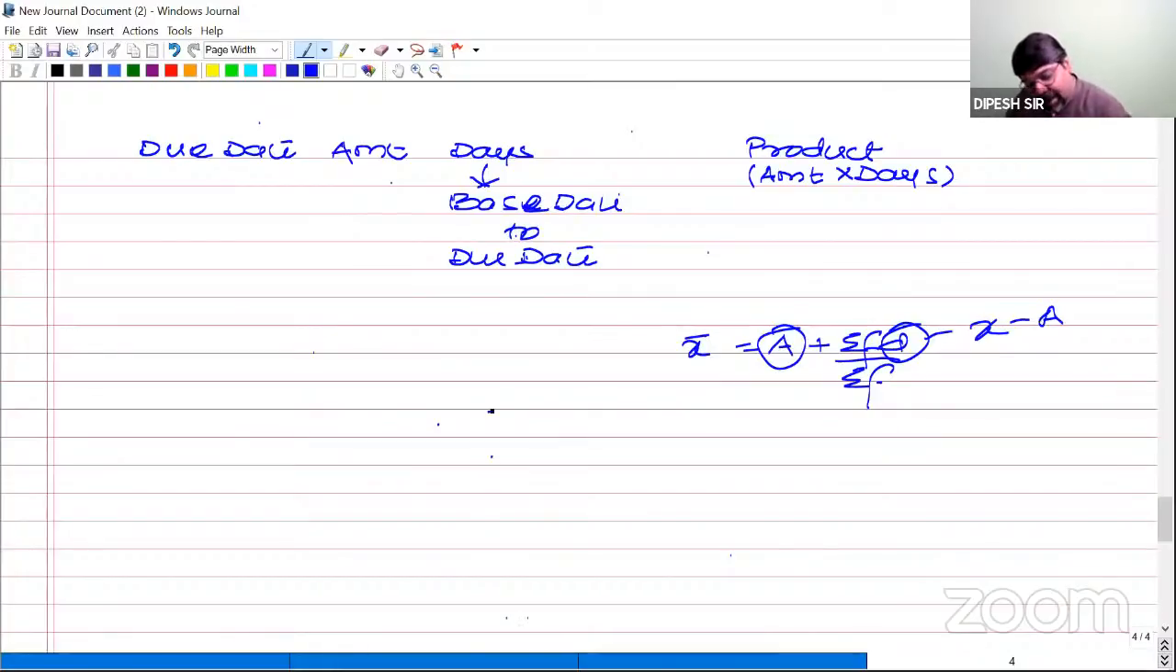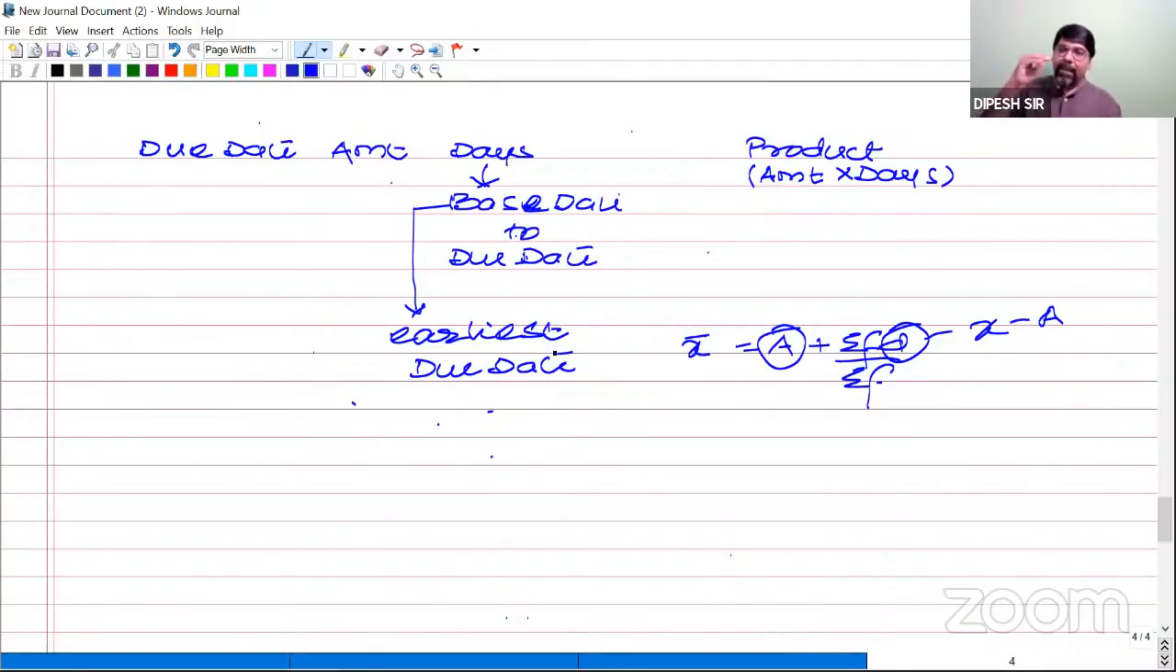That assumed due date is base date, which is generally the earliest due date. We can take any due date, but this is a safe bet. Like the middlemost number is a safe bet. You can take any number on earth, but middlemost number is a safe bet. Similarly, you can take any date on earth, but the earliest due date is the base date. That is nothing but your A. Base date to due date is nothing but your d, which is represented as days. Then fd is nothing but frequency into days. Over here, product is nothing but amount into days.